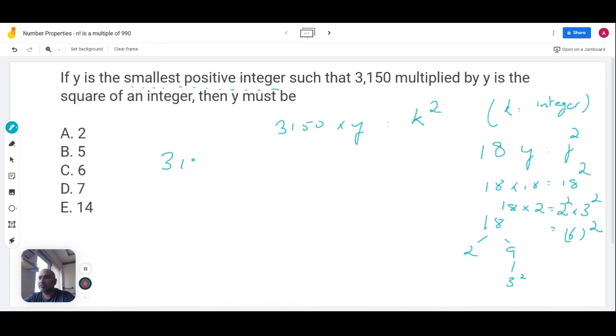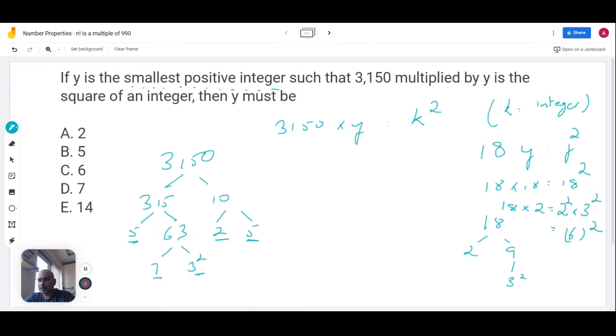So what's the factorization of 3150? 3150 is nothing but 315 times 10. 315, let me split this into 5 times how much? 31, that's 6, 30, and then 15, 63. 63 is nothing but 9 times 7, so 7 times 3 square. And then 10 is nothing but 2 times 5. Various prime numbers: 2, 5, 3 square, 7, and 5.